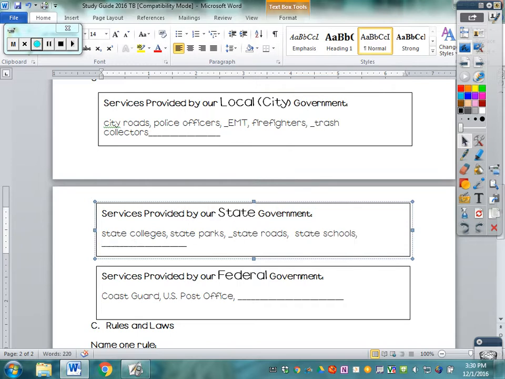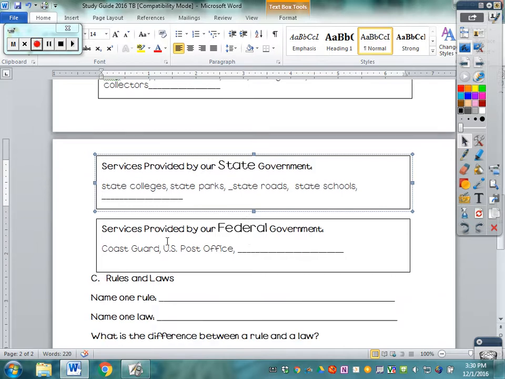Also, when a state emergency is declared, the state provides funds and help for that too.